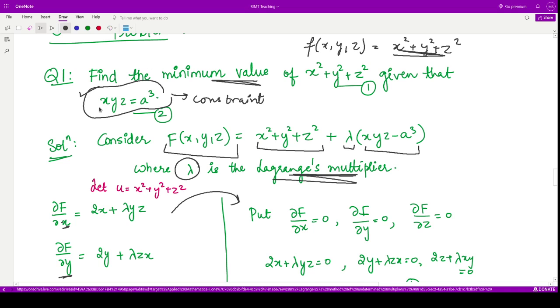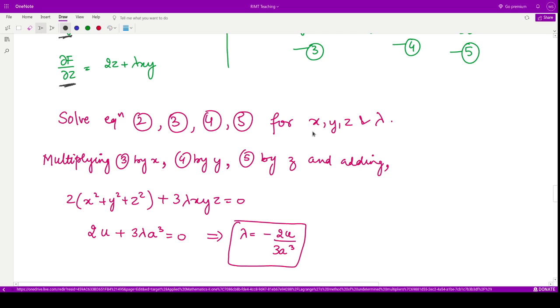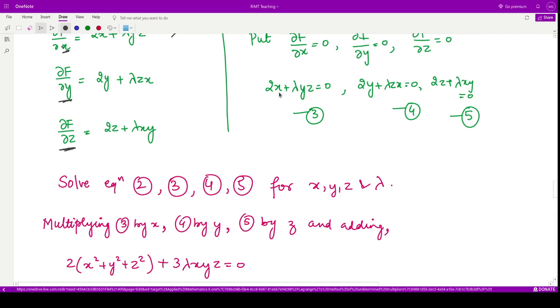Together with these 3 equations is the given constraint, xyz is equal to a cube. Together with this you compute the value of x, y, z and lambda. So you have 4 equations and 4 unknowns. You look for the values of x, y, z and lambda. For that, we multiply equation 3 by x, 4 by y, 5 by z, and add them all. So we multiply this by x, this by y, this by z, and then add all of them. You have 2 times (x square plus y square plus z square) plus 3 times lambda xyz is equal to 0.